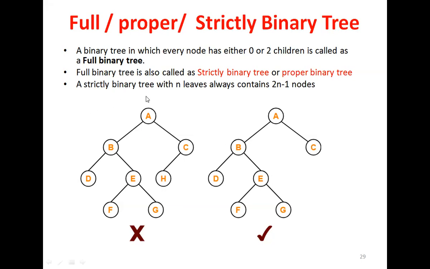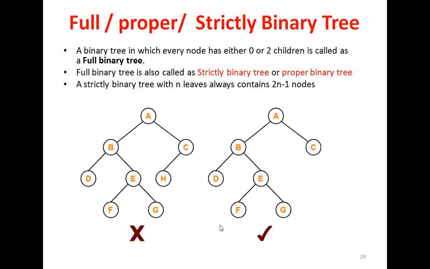A strictly binary tree with n leaves always contains 2n minus 1 nodes. So what's the meaning of leaf? A leaf node is a node which will not have any further child nodes. Yes, the node which has no child is known as a leaf node. So if in a strictly binary tree there are n leaf nodes, then it contains 2n minus 1 nodes.